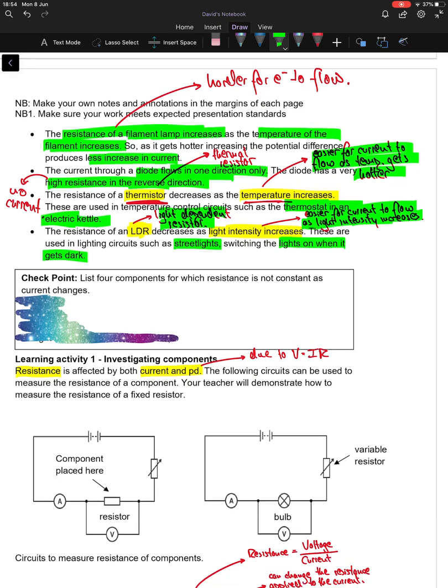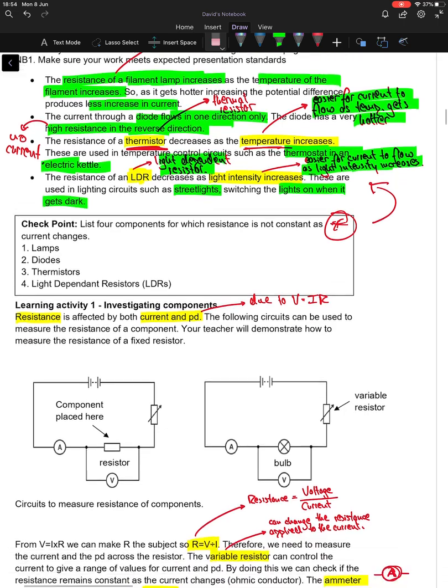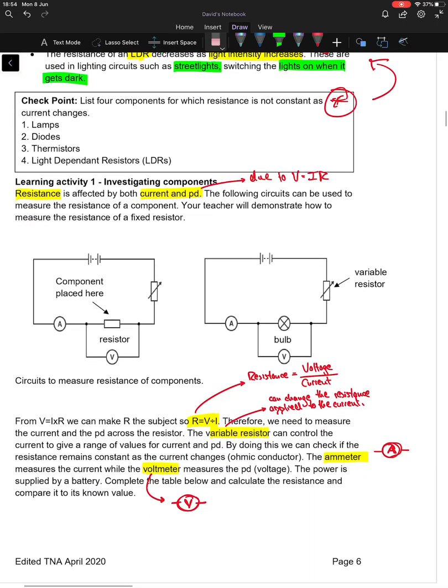Right, you've gone through that. Now again, pause the video and see if from memory you can answer this checkpoint question using information we've gone over. Right, unpause the video and you'll see your answers there. Lamps, diodes, thermistors, and light-dependent resistors.